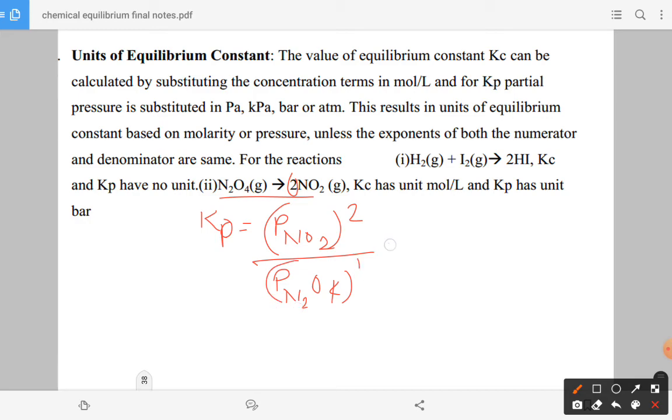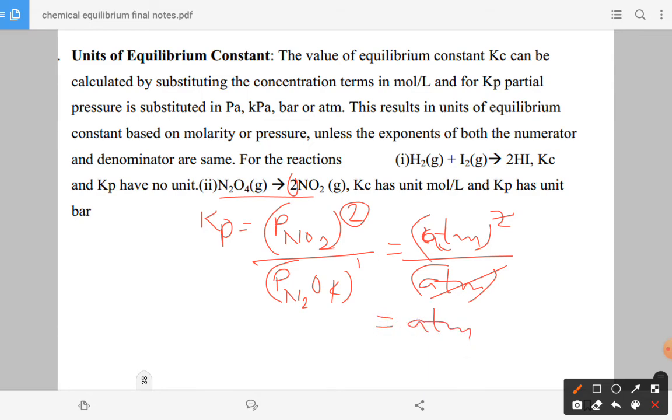For the partial pressure, I am assuming the units as atm. Now this is atm squared, because we have the square, divided by 1 atm, because the exponent is only 1. So 1 atm gets cancelled and you are left with only atm. Now what are the units of Kp in this case? We have the units of Kp as atm.